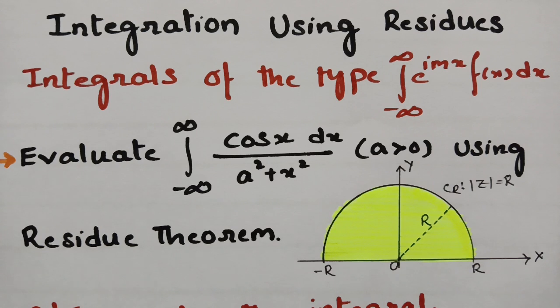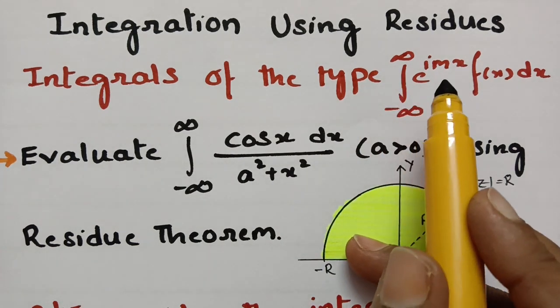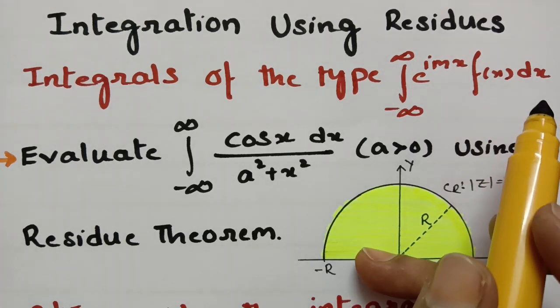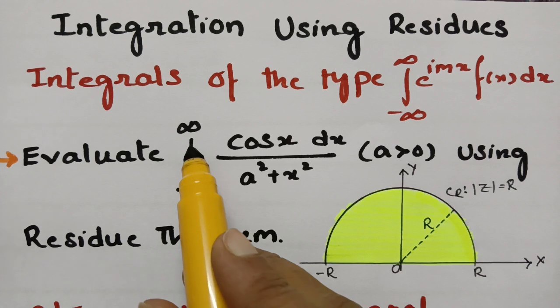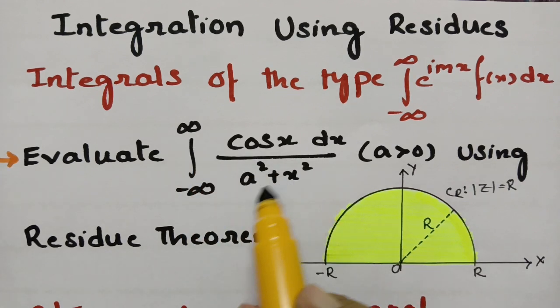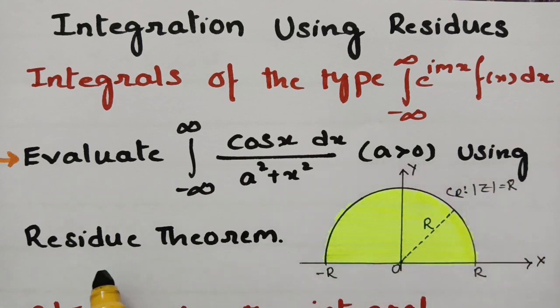Without further delay, let's get started with today's topic, which is integration using residues. Here the integral is of the type integral from minus infinity to plus infinity of e to the power i m x times f of x dx. In this video, I am going to evaluate the integral from minus infinity to plus infinity of cos x by a square plus x square dx, where a is a positive term, using the residue theorem.